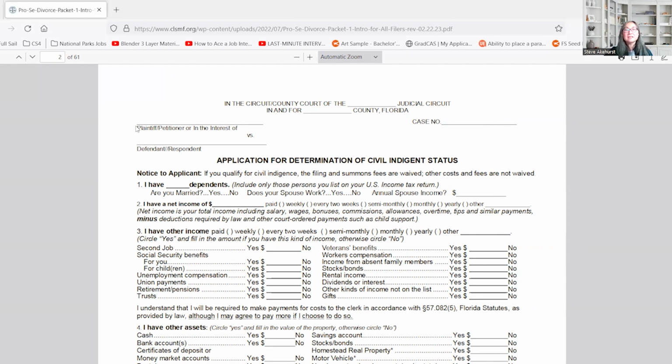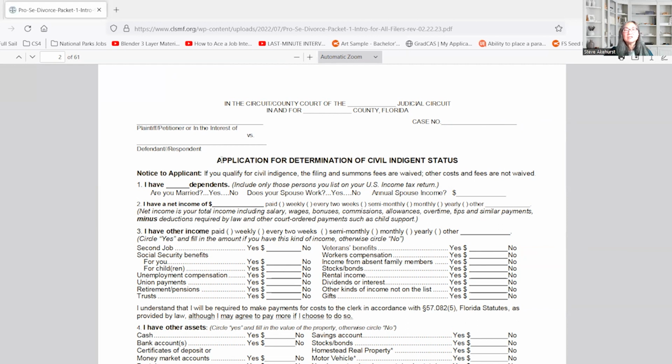And as it says plaintiff/petitioner or in the interest of. When you file for divorce, you as the person seeking the divorce is considered the petitioner. So you will be the petitioner. The respondent is the person you're seeking the divorce from. So what you would have to do is write your full legal name and write the person you're seeking the divorce from, his full legal name. And the case number will be left blank because it has not been assigned. Once your case is filed with the court, the clerk of court will assign the case number.